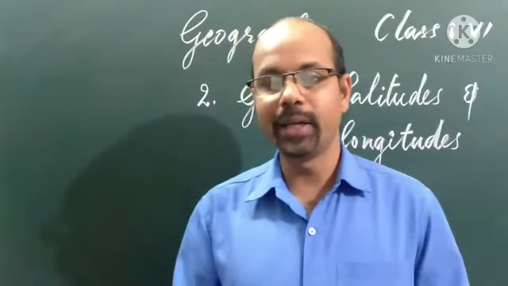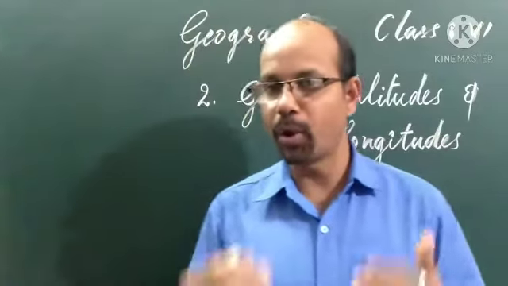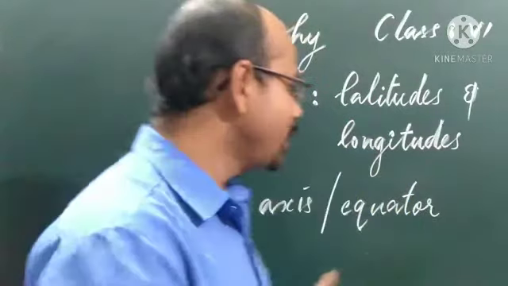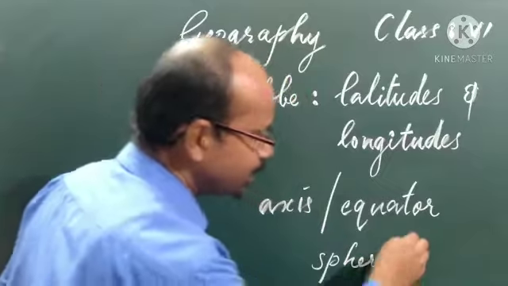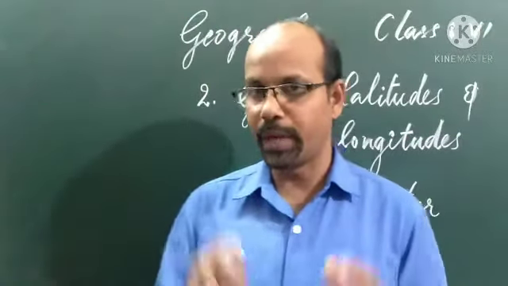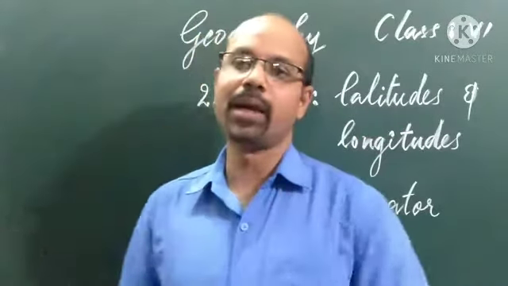You might have seen the globe. What is a globe? In the previous chapter we already read that our planet Earth is not a sphere. What is the sphere shape? In mathematics you have always studied that a sphere is a round shape, or circular, or a circle.